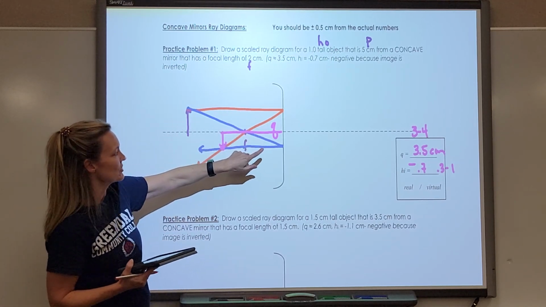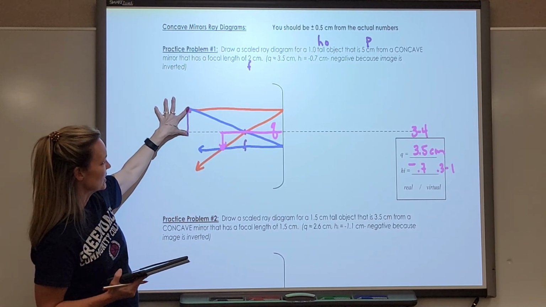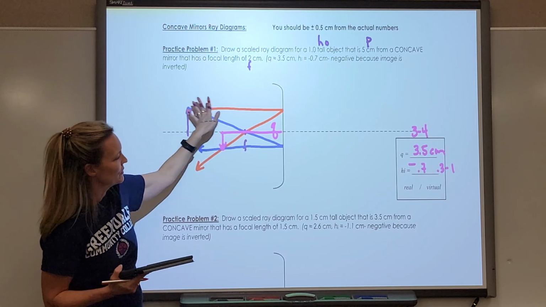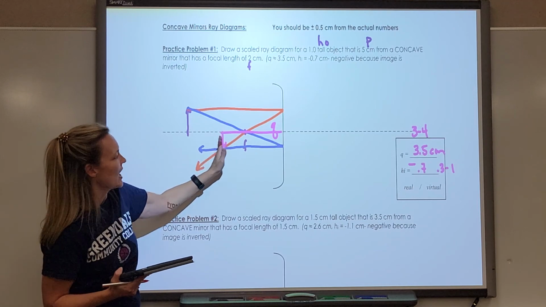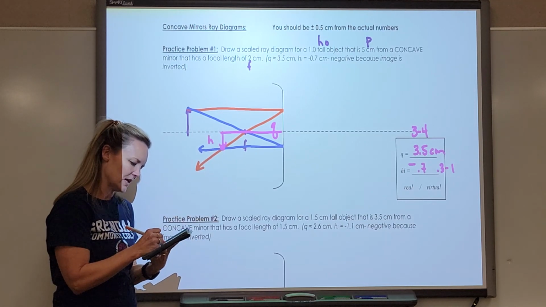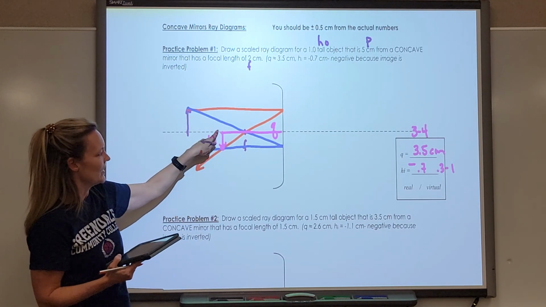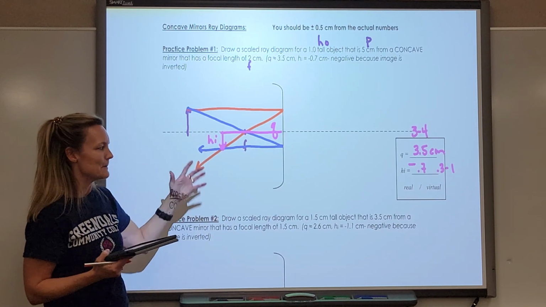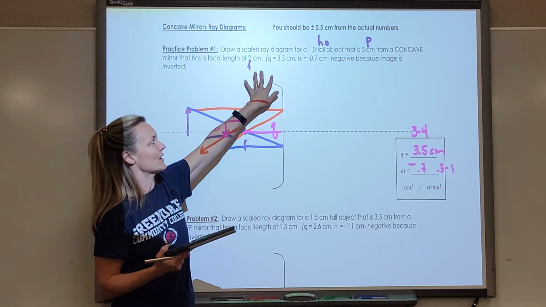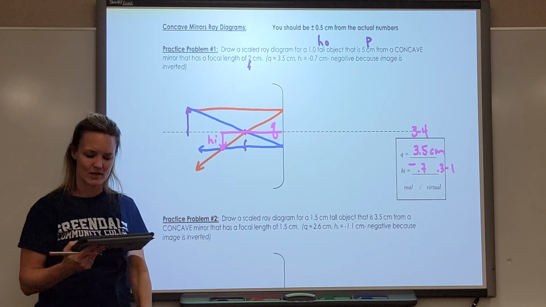You're going to measure out how far away your starting object is, its height, and then a focal point. You're going to run your lines, see where it intersects. HI, height of the image, is how high is this arrow, and Q is the total distance back to the surface of the mirror. You'll measure those things. I'll have the correct answers on the page. You'll hope that you get close.